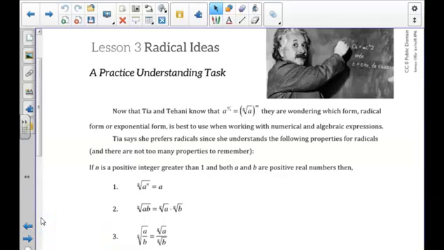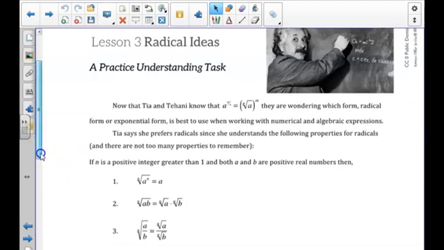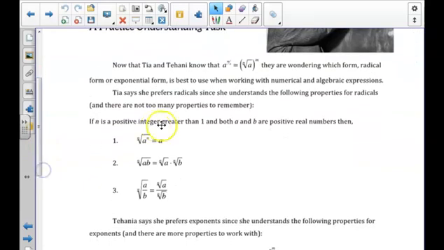In Radical Ideas, Tia and Tehani are wondering which form, radical form or exponential form, is better to use when working with algebraic expressions. In the first part of Lesson 3, Tia says that she prefers radicals, and we are provided with 3 properties of radicals. For example, number 1 states that the nth root of a to the n power is equivalent to a. If you recall from Math 1, we know that's true because when the index and the exponent are the same, essentially they cancel each other out and we're just left with a.